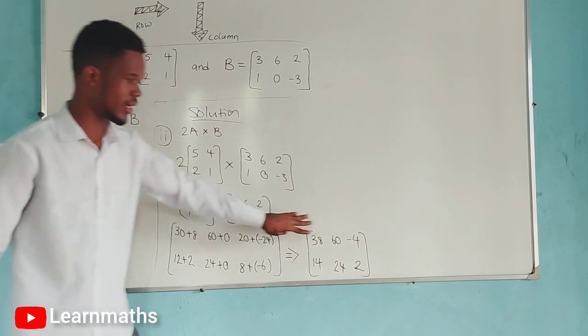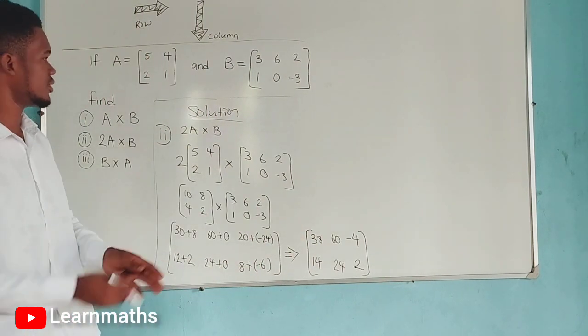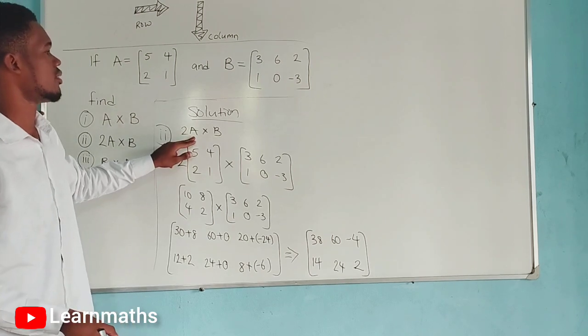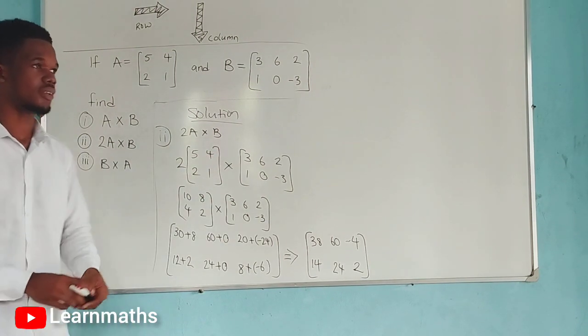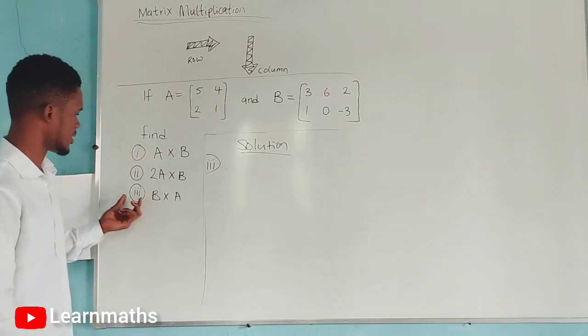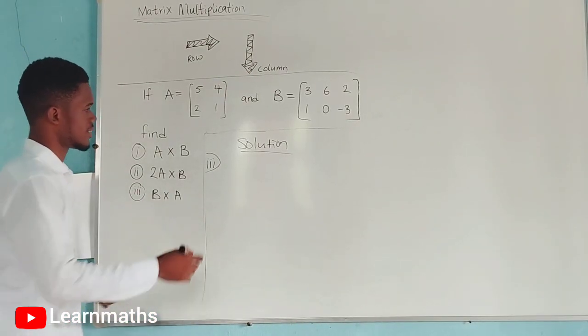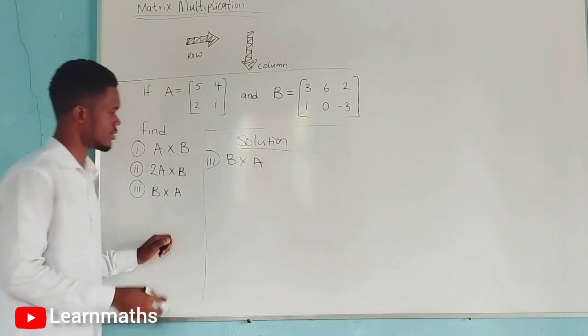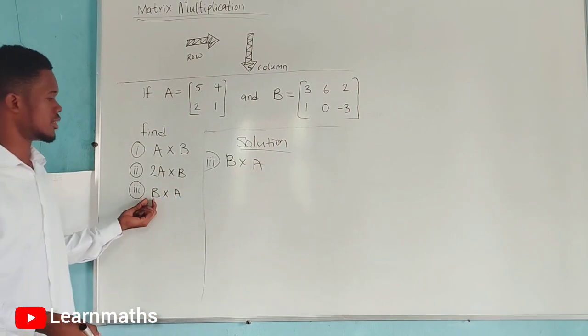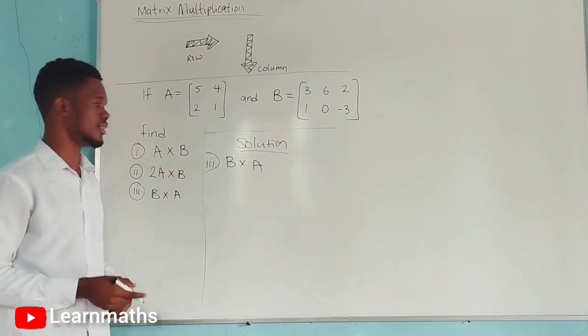Okay, so this is the final matrix. This is the matrix you're going to get when you multiply 2a with b, right? The third question here is b times a, right? We interchange them. We now multiply b with a, not a with b this time around.